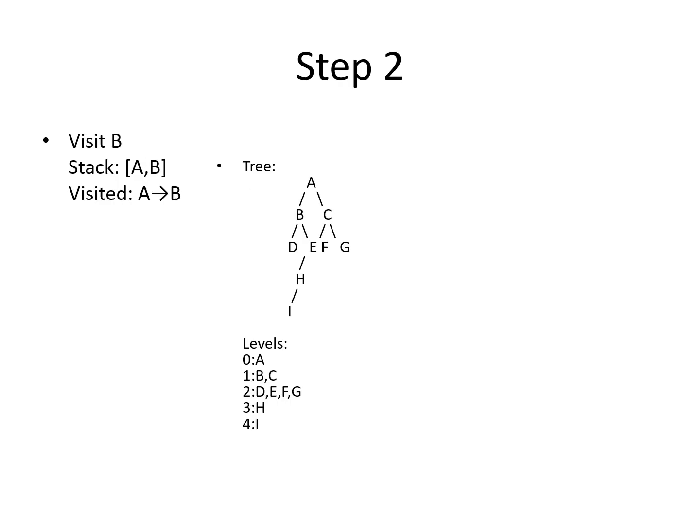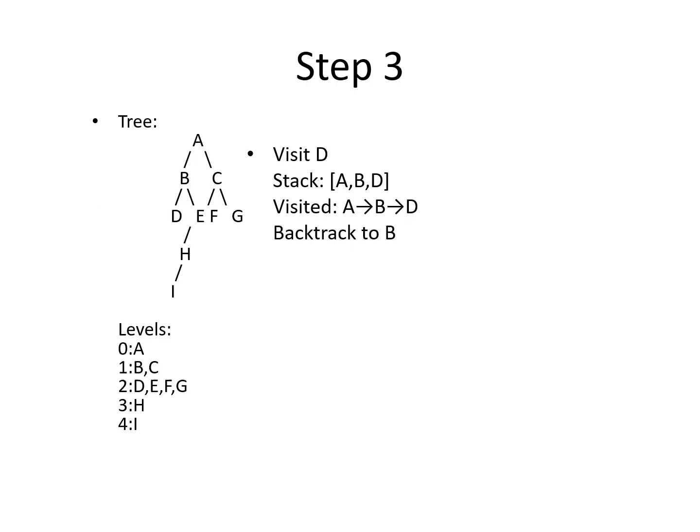Step 2: we have the B position. Now the visited nodes are A followed by B, and here we have to maintain the record A comma B. So this is the step 2 process. Where are we now? We are at level 1. Level 0 we have already visited, and now we are at level 1. Now we can move into step 3.